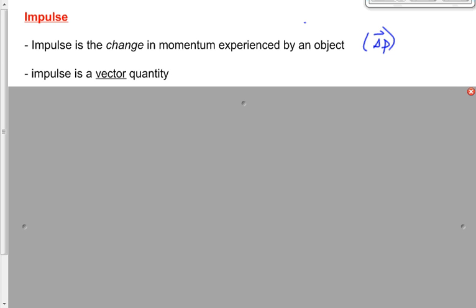It's a vector because momentum is a vector. If velocity is a vector, then the change in velocity will be a vector. If acceleration is a vector, then change in acceleration will be a vector. If force is a vector, then change in force will be a vector. If momentum is a vector, then change in momentum, impulse, will be a vector.